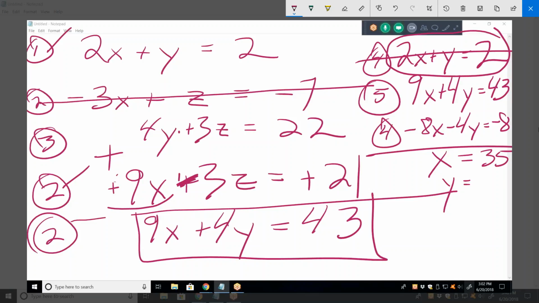So you have 70 that'll bring plus it to y. 70. What's y equal? So I'm going to subtract the 70, and that'll be negative 68 equals y.